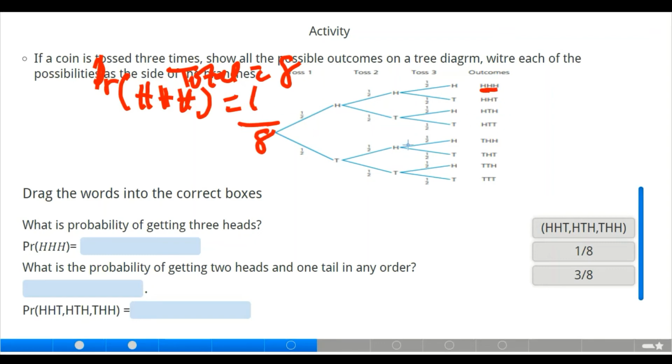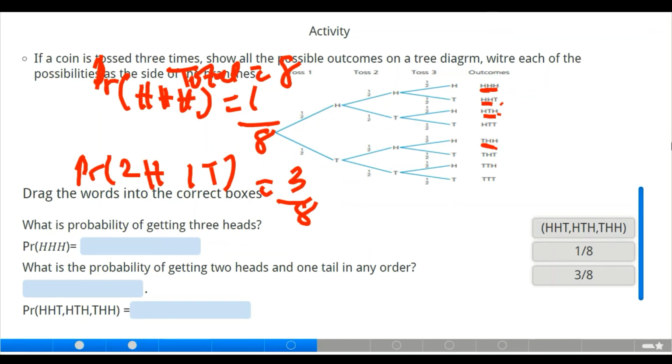Okay. Now the next one is, what is the probability of getting 2 heads and 1 tail? So let's study it. We have 2 heads here, 1 tail. 2 heads here, 1 tail. Let's look at it again. Is there any other place that we have 2 heads and 1 tail again? We have 2 heads and 1 tail here. So we have, let's count, 1, 2, 3. So the probability of getting 2 heads and 1 tail is 3 over 8. And that gives us the solution to this problem.